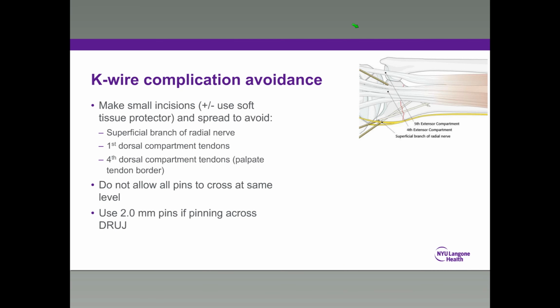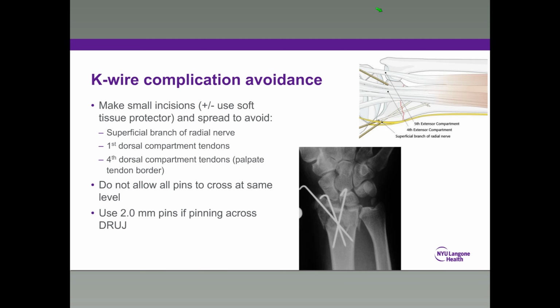In order to avoid complications, it's recommended, and I have to admit that I don't do this, that you make small incisions and dissect down, especially with the styloid pins. If you take a look at this anatomic drawing here, the superficial branch of the radial nerve is exactly the same place that you're stabbing your wires in. So it's probably not a bad idea to make an incision and spread there. Depending on how errant your wires go, you can hit the first dorsal compartment tendons. The dorsal ulnar wire, it's easy to get into the fourth compartment. You want to palpate it on the top of the wrist and then feel yourself on the edge of that to put that in.